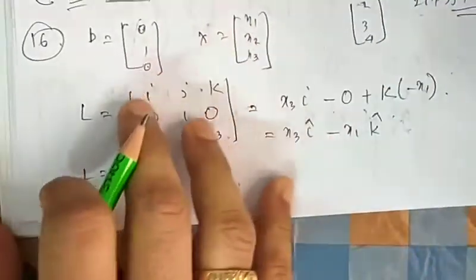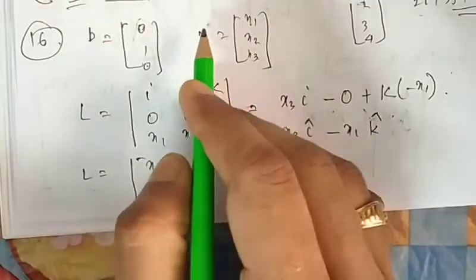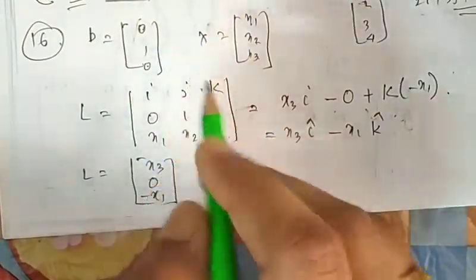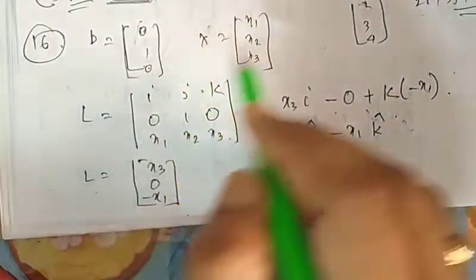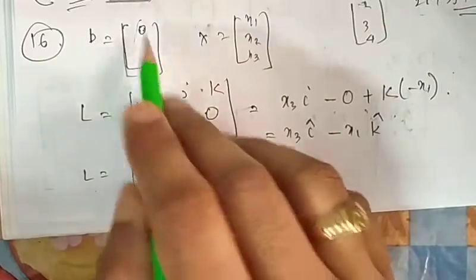Next we go for the last one for today, that is question 16. They have given one vector, and a linear operation Lx defined by the cross product. This is a vector they have given, B, in transpose format. So I make it in original format: 0, 1, 0.